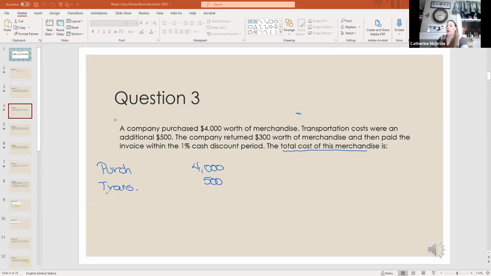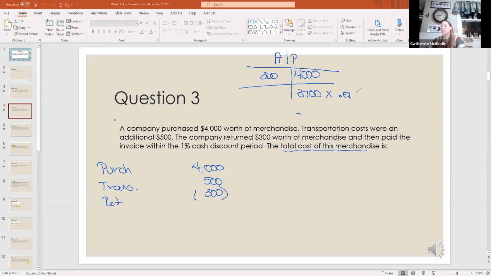We returned $300 worth. So obviously we don't have that since we sent it back. And then we paid the invoice with a 1% cash discount. So let's figure out what that means, because we know we have to reduce inventory for that too. So originally we purchased $4,000 and we returned $300. So our balance is $3,700. We're not worried about the payment right now. We just need to remove the discount amount from inventory. So the discount amount is 1%. So we get a $37 discount.